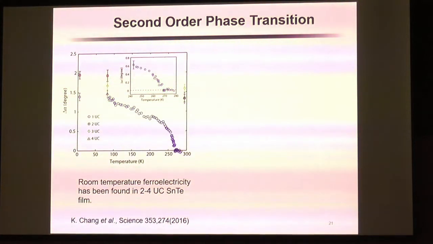We put all the variable temperature experiment data here. You can see this is delta alpha versus temperature. Delta alpha continuously decreases to 0 around 270. More surprisingly, for the 2 and 4 unit cell tin telluride, we find that even at room temperature we still have this polarization. This is very exciting for us, because if you have polarization at room temperature, you can probably have some applications.